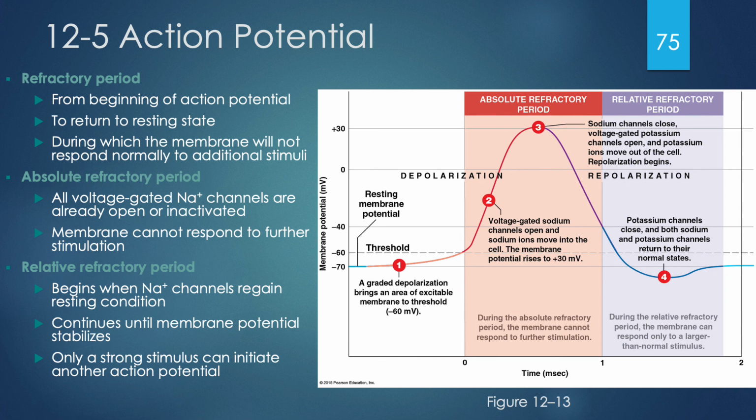And then further, we have our absolute and relative refractory periods that you can see at the very top of this schematic. As you can see in red, the absolute refractory period is at the beginning of the process in which nothing further can happen. The gates are already open. There are no more gates to open. There's nothing more to do. So even if additional stimulation comes along to that cell, the neuron cannot respond any further.